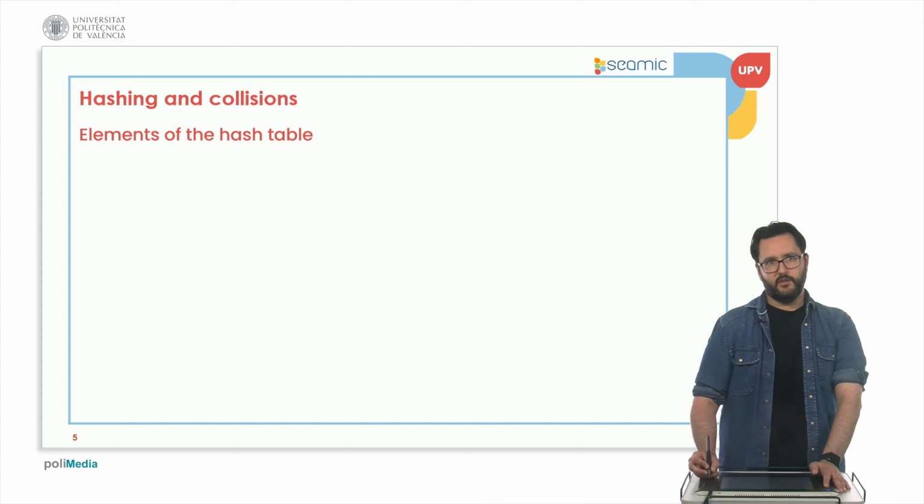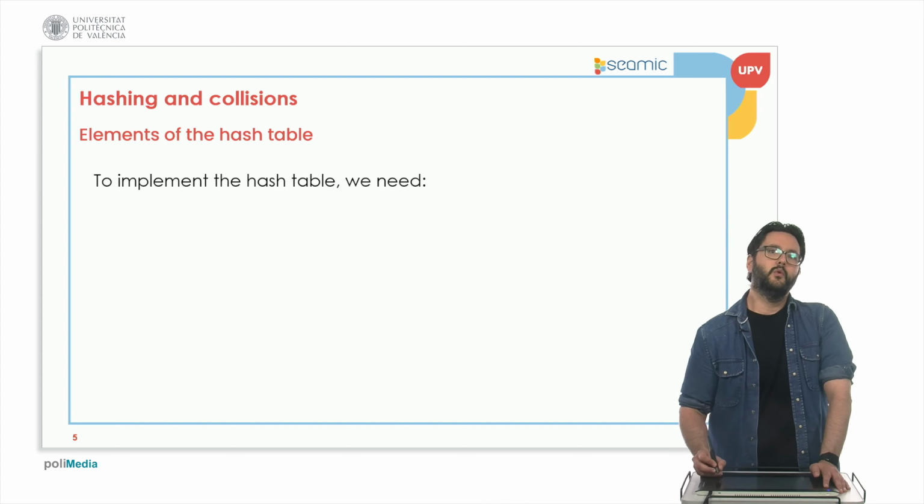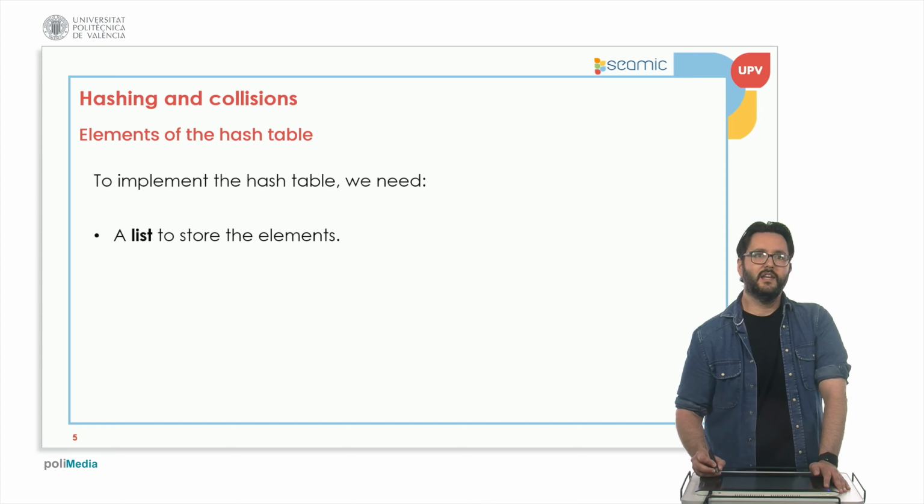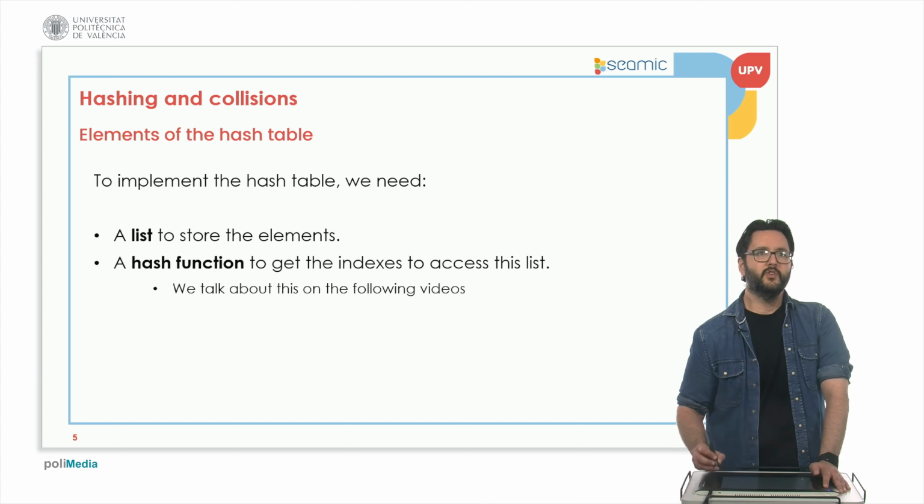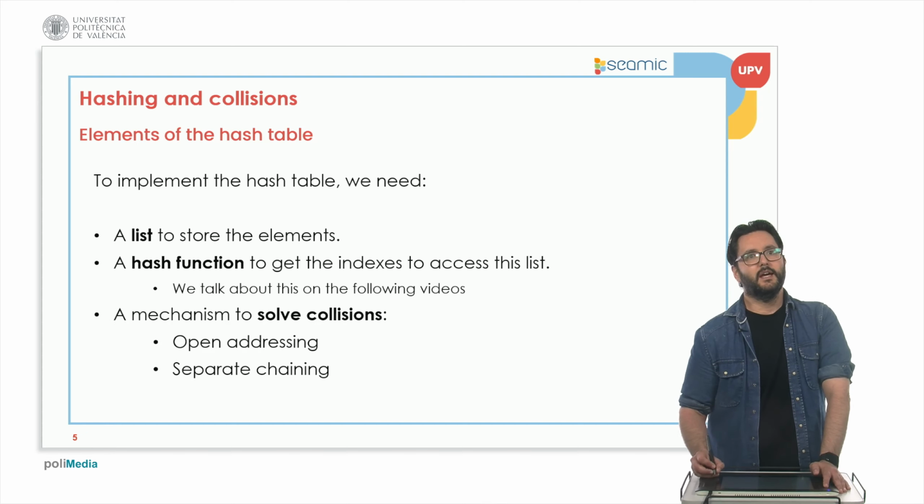So what are the elements that we need to implement this hash table? We need, as we have seen, a list to store the elements, because this provides an efficient way of retrieving the elements by each position. We need a hash function that maps from our data to one position in this list to get the indexes to access the elements. We will talk about this in the following videos. And we need a mechanism to solve the collisions that we have seen in the previous slide. We will talk very briefly about two strategies, open addressing and separate chaining.